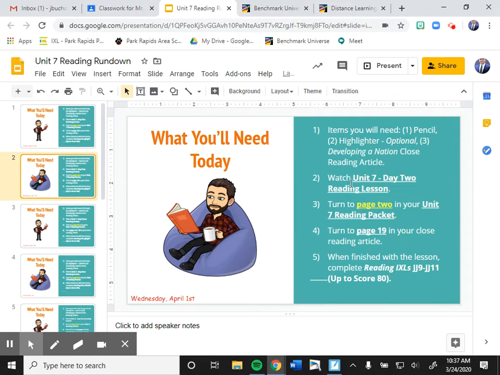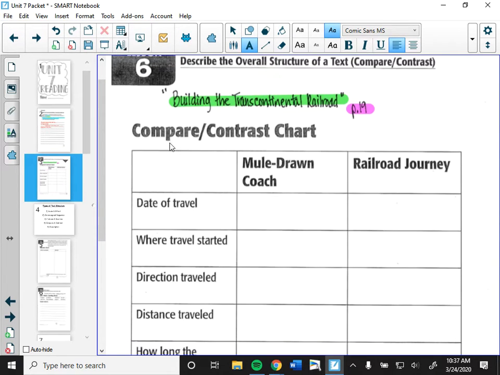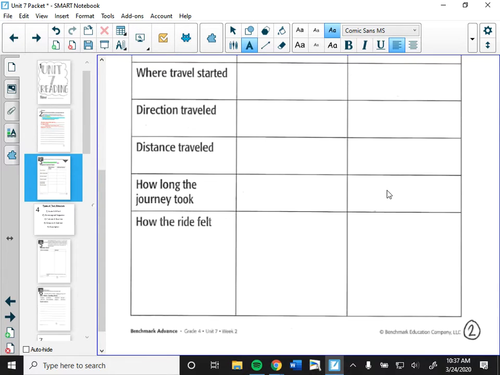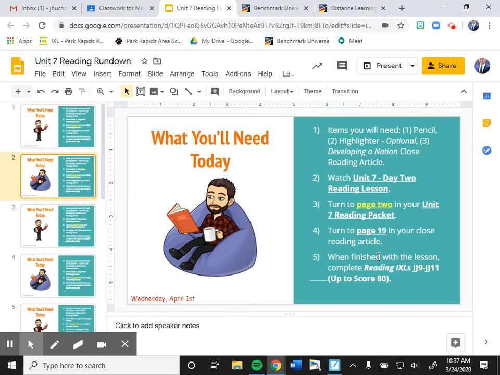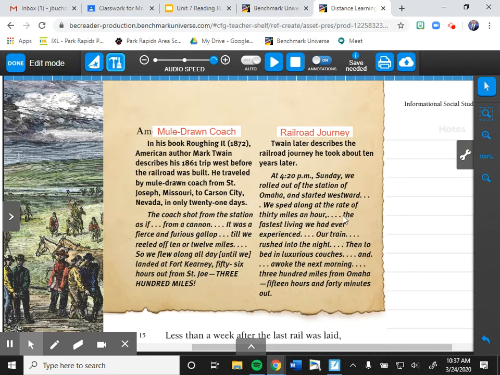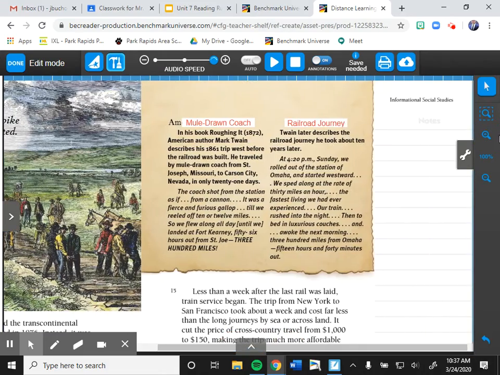After you watch this video, you're going to turn to page 2 in your Unit 7 reading packet. It's going to say Building the Transcontinental Railroad, page 19, compare and contrast chart. Then you're going to turn to page 19 in your close reading article. We're going to be focusing on one section, in the top right-hand corner.